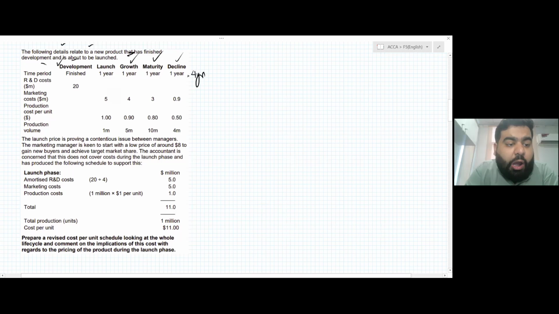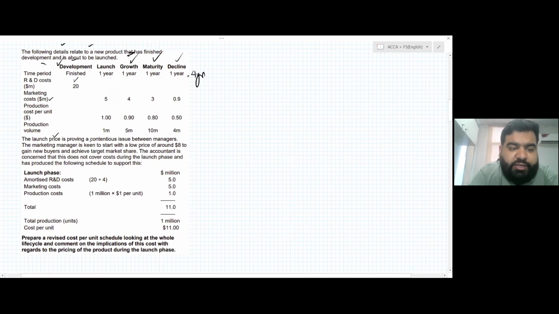Okay. Now, at the start, on the development R&D, it's 20. Obviously, at the start, it's 20. After that, marketing cost 5 million, then 4 million, 3 million, 0.9 million. Production cost, it's written, production cost per unit. And the number of units is also given. Now, there is a main point here.